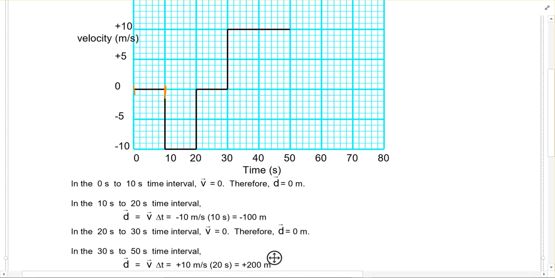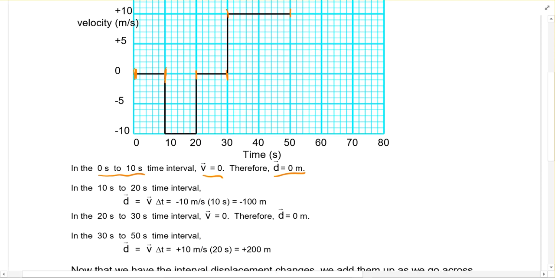intervals. So from this time to that time, you can see the little boxes and how they line up. So we want to split this up from, first off, 0 to 10 seconds, so from this tick to that tick. You can see at that point velocity is going to be equal to 0. Therefore, your displacement is also going to be equal to 0. So we can use that when we start making our position time graph.